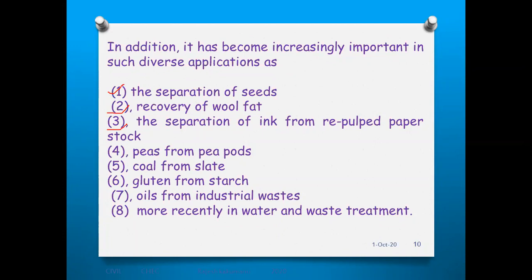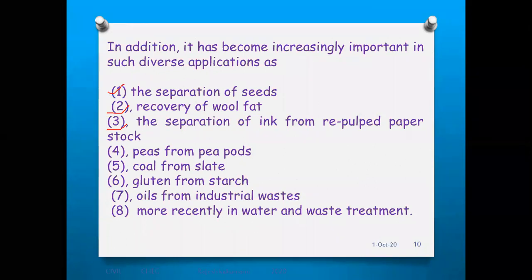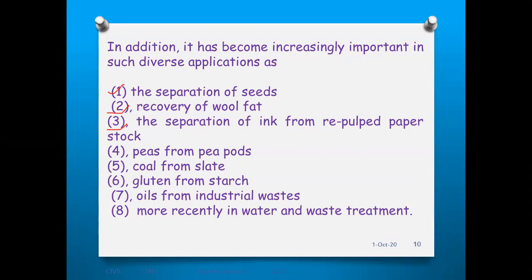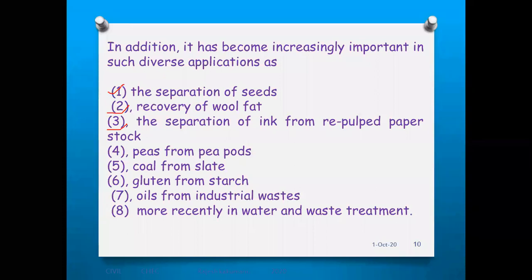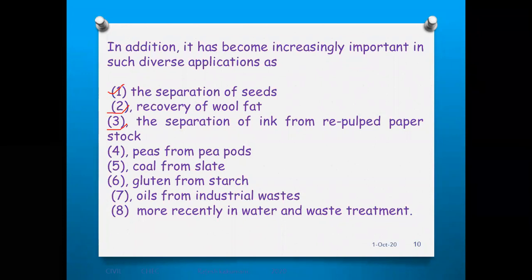Next one, the separation of ink from repulped paper stock. In the paper manufacturing company, separation of ink from repulped paper stock, there also we are using this type of flotation process. Next, peas and pea pods. In agriculture also we are using it for peas and pea pods. Next one is coal from slate. So we are extracting the slate from the coal in the coal mines.